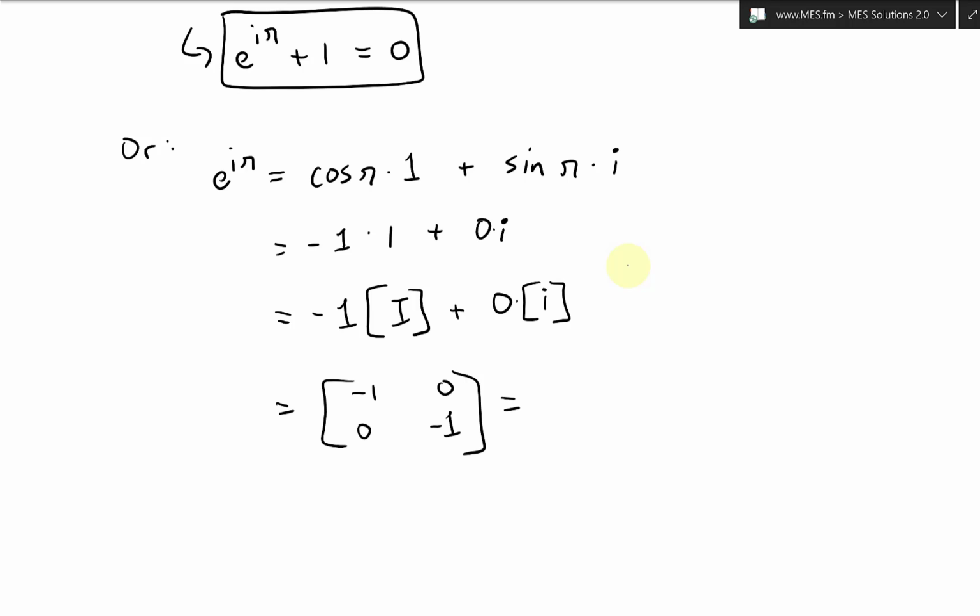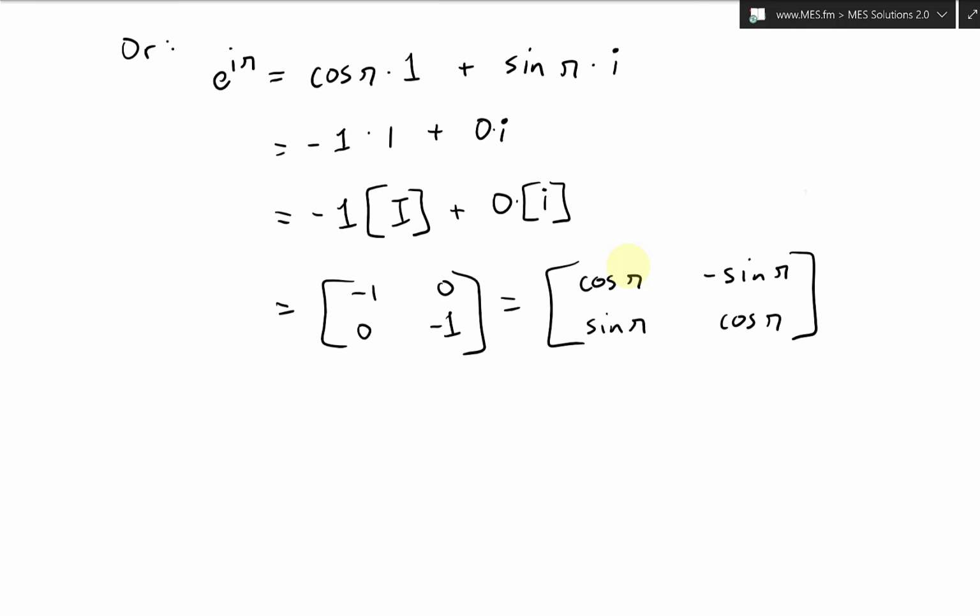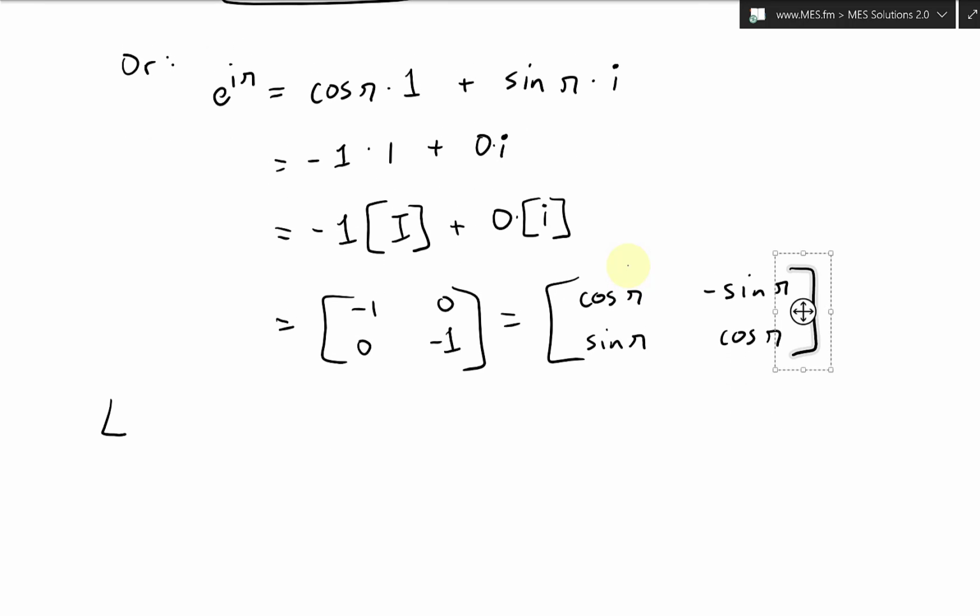And again, plug this into the rotation matrix. Remember, this was just the cosine pi, which equals negative 1. Negative sine pi, which is 0. And we have sine pi, and then cosine pi. That's what we have. So in other words, we could write e to the i pi equals the negative identity matrix.